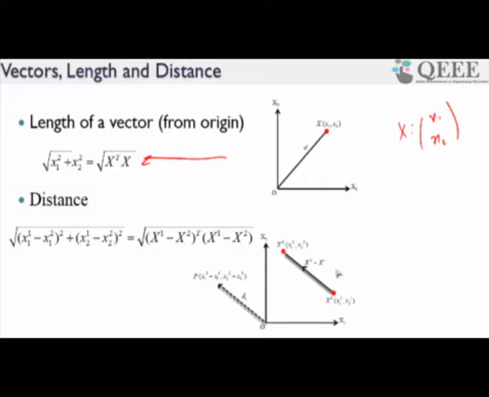Now if you have 2 points, let's say one here and one here, and you want the distance between these 2 points, then that is given by this formula, which is basically the root of (x1 minus x2) transpose times (x1 minus x2). Okay. So this gives you the distance between these 2 points.